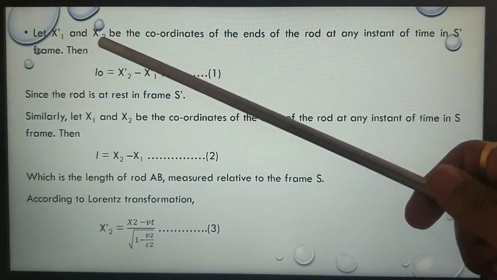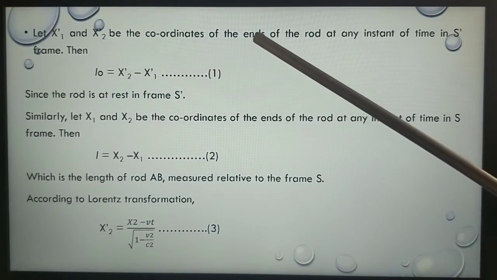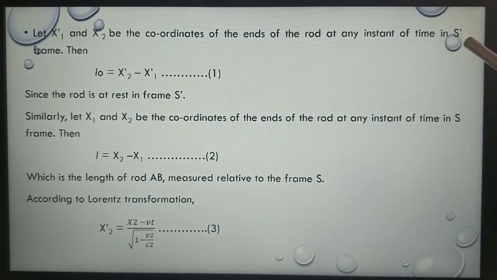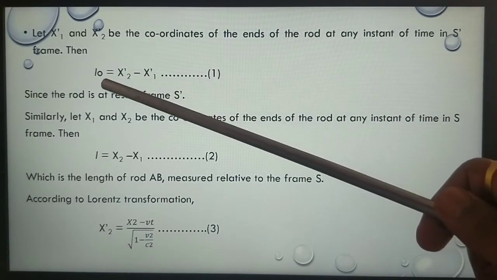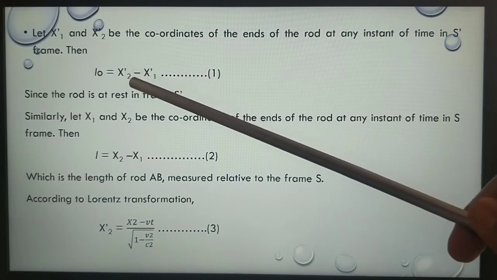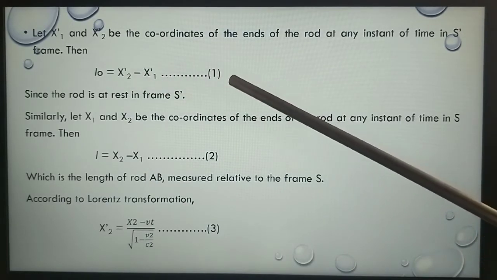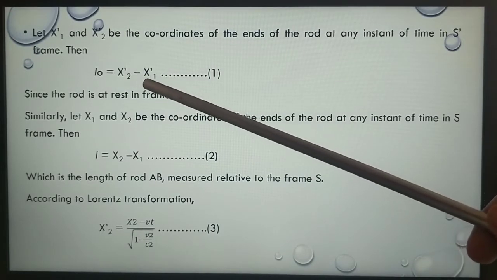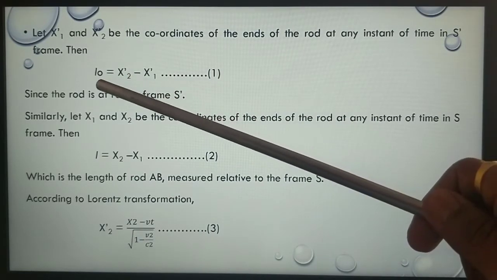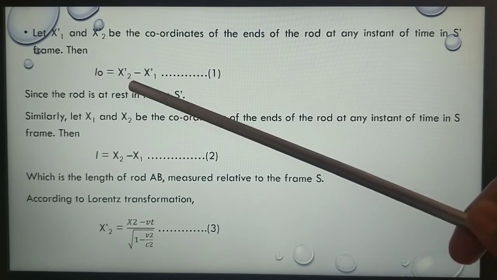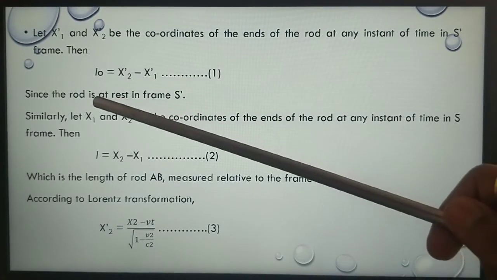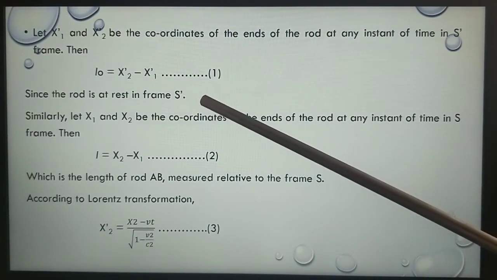Let x1 dash and x2 dash be the coordinates of the ends of the rod at any instant of time in S dash frame. Then we write L0 equal to x2 dash minus x1 dash, equation number 1. So this is the length of the rod in frame S dash and it is denoted by L0 equal to x2 dash minus x1 dash, since the rod is at rest in frame S dash.